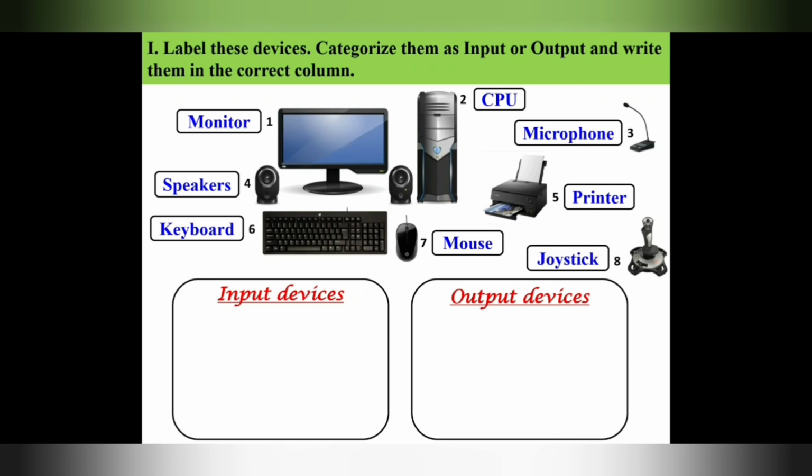So we have found the names of all devices. Now we have to categorize them as input or output devices. First one is monitor. Monitor is the input or output device? Yes, it is an output device. So it comes under the output devices.